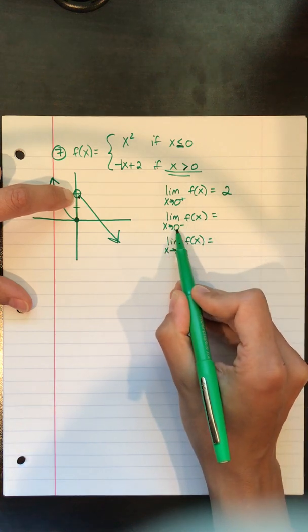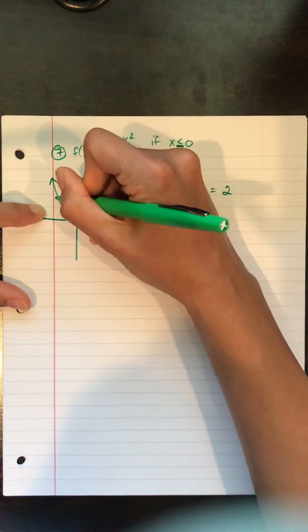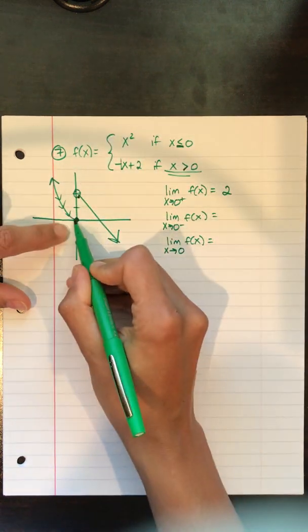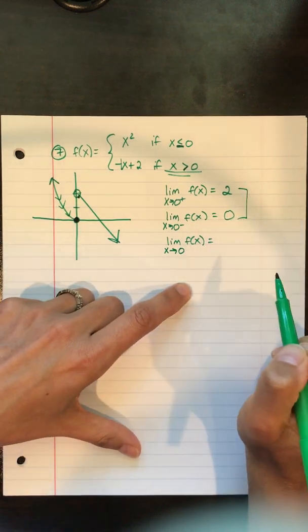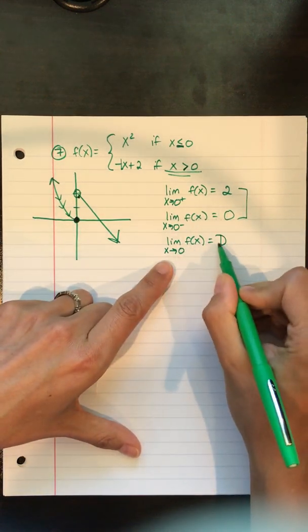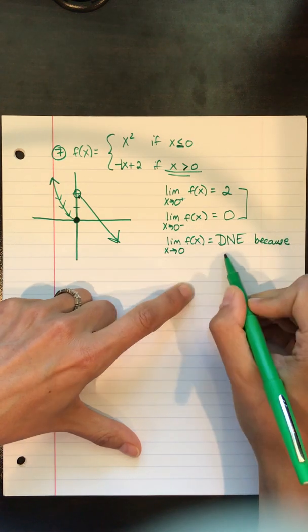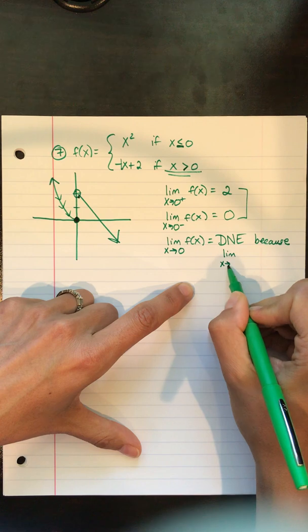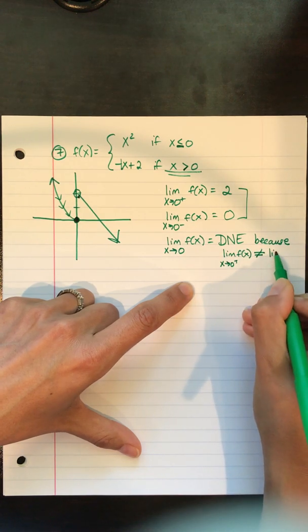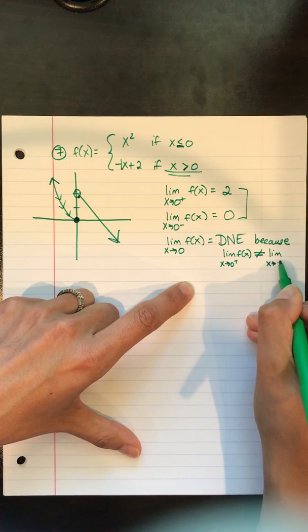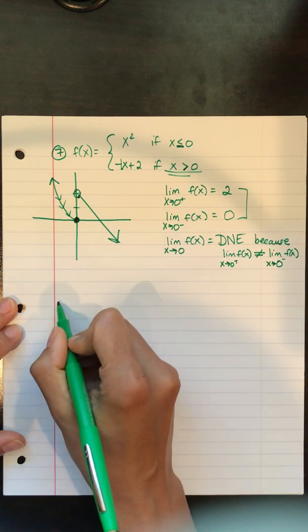How about x approaches 0 from the left? So my eyes are going like this, incoming from the left. Looks like the y value I approach is 0. So guess what? What's the limit at 0? It's DNE, does not exist, because the limit as x approaches 0 from the right of f of x does not equal the limit as x approaches 0 from the left of f of x. Okay, let's do another one.